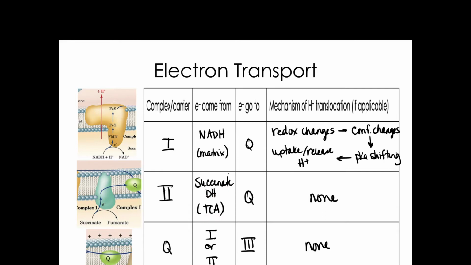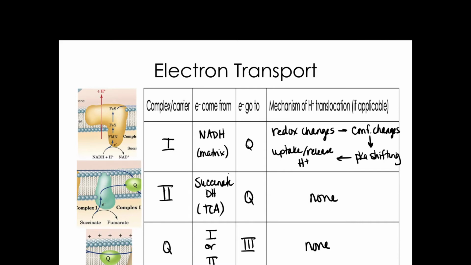Complex 2, and again, we can see complex 2 here is really succinate dehydrogenase from the citric acid cycle. No proton pumping happens here. We just have these electrons ultimately get delivered to Q, which is our hydrophobic mobile carrier. So again, coenzyme Q here, sometimes called Q, sometimes coenzyme Q. Sometimes we'll see it referred to as QH2 if it's in its reduced form. It gets its electrons, again, either from complex 1 or complex 2, but ultimately it's going to deliver its electrons to complex 3.